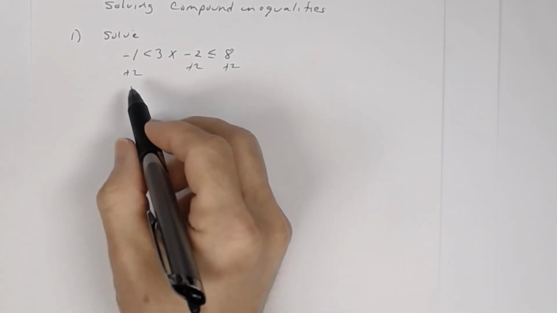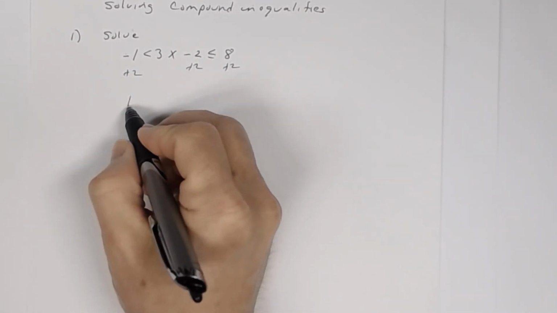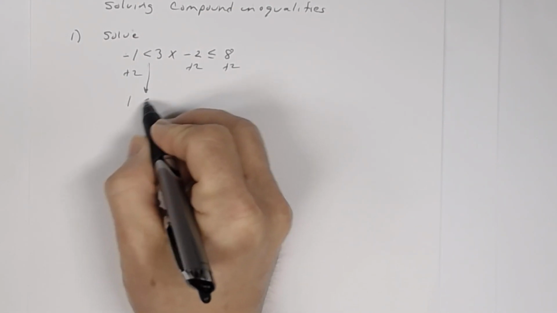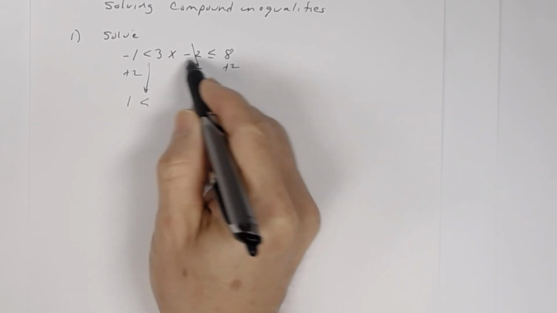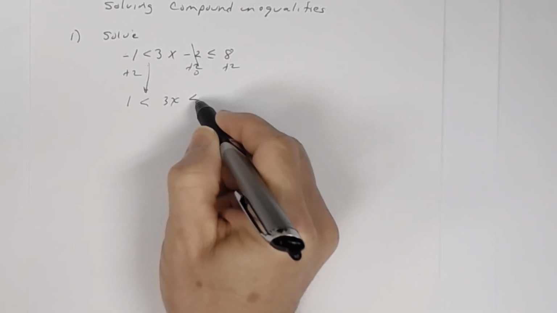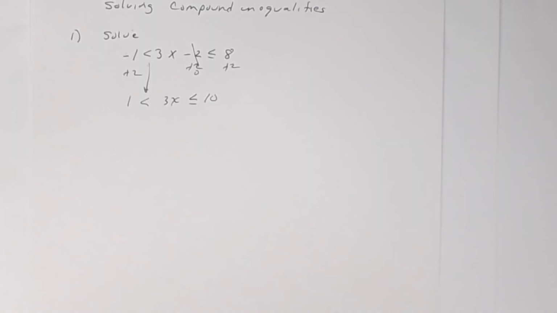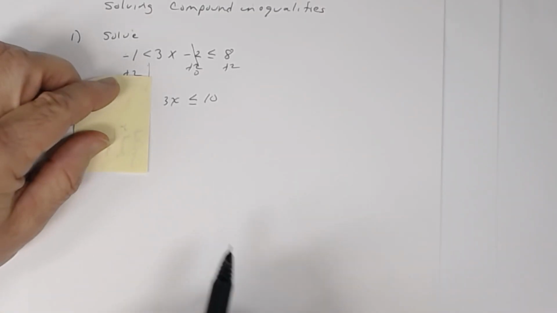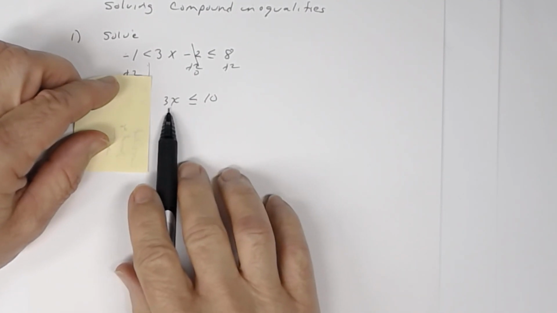Now we're going to combine like terms. When I combine like terms, I get negative 1 plus 2 is a positive 1, is less than, and combining like terms in the middle gives 0, so I'm left with 3x in the middle, and that's less than or equal to 8 plus 2 is 10. Then if I cover this part up again and you're solving this linear inequality right here, how would you get x by itself?